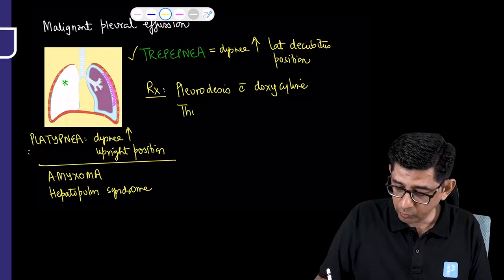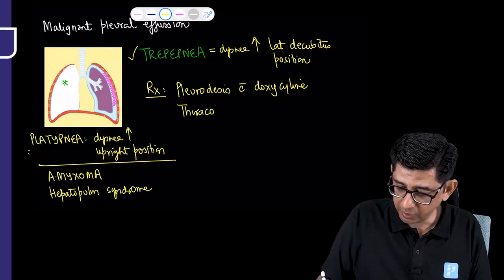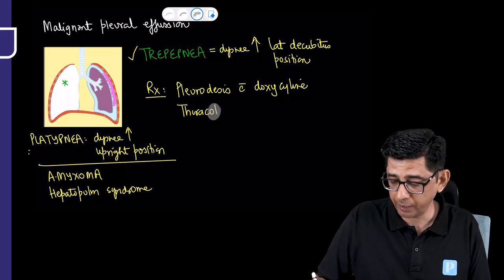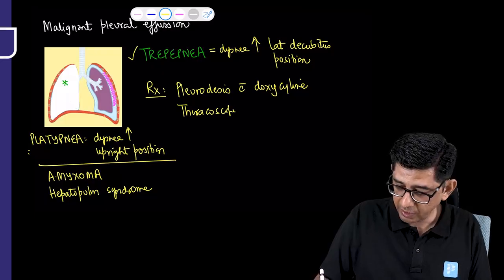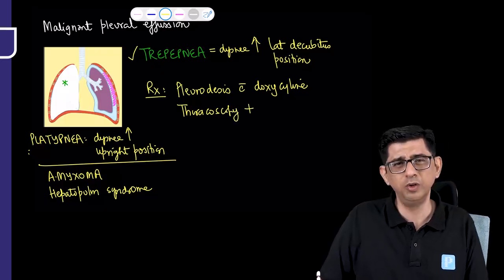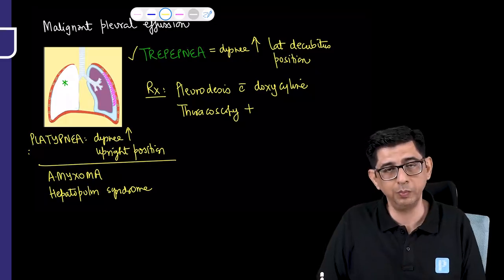In place of pleurodesis, another approach that can be done is thoracoscopy again. You are sending in a camera, a device, into the chest. And when you're doing this thoracoscopy, like we do upper GI endoscopy, we can do thoracoscopy as well.